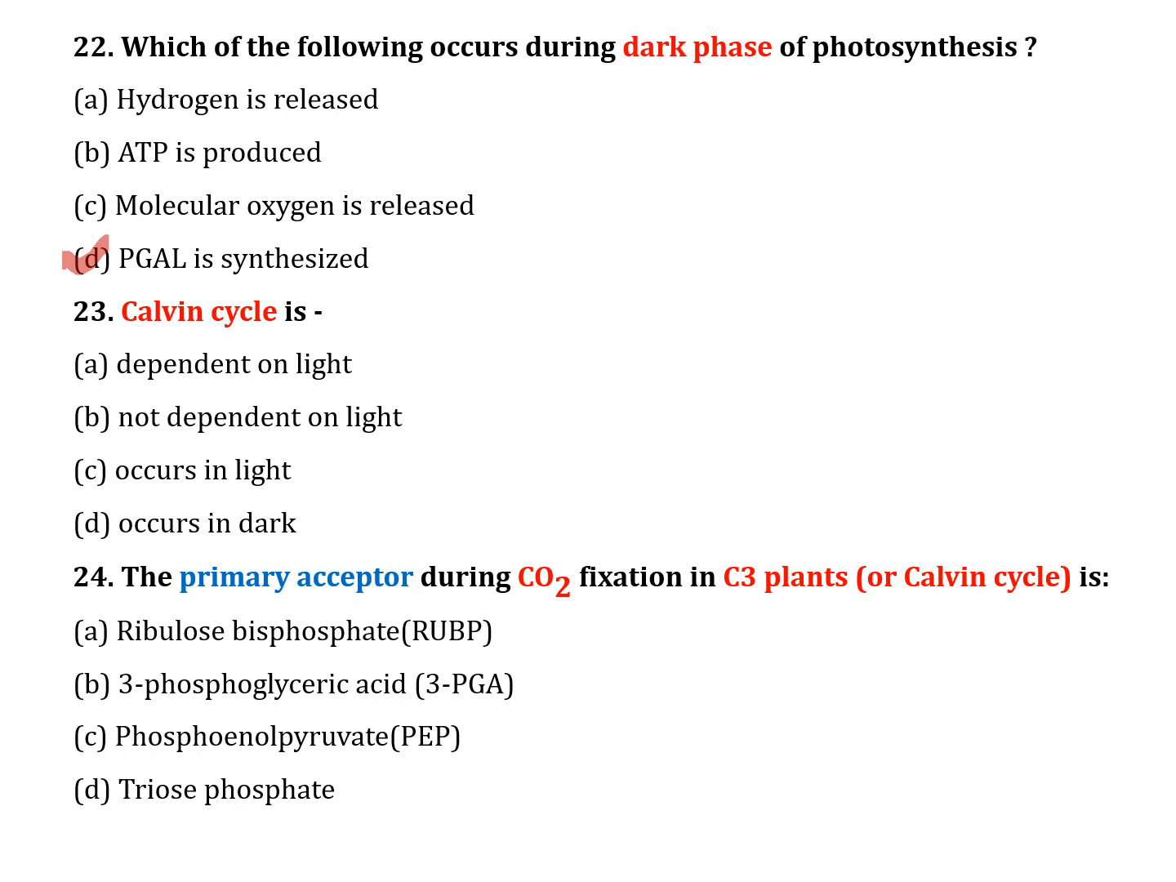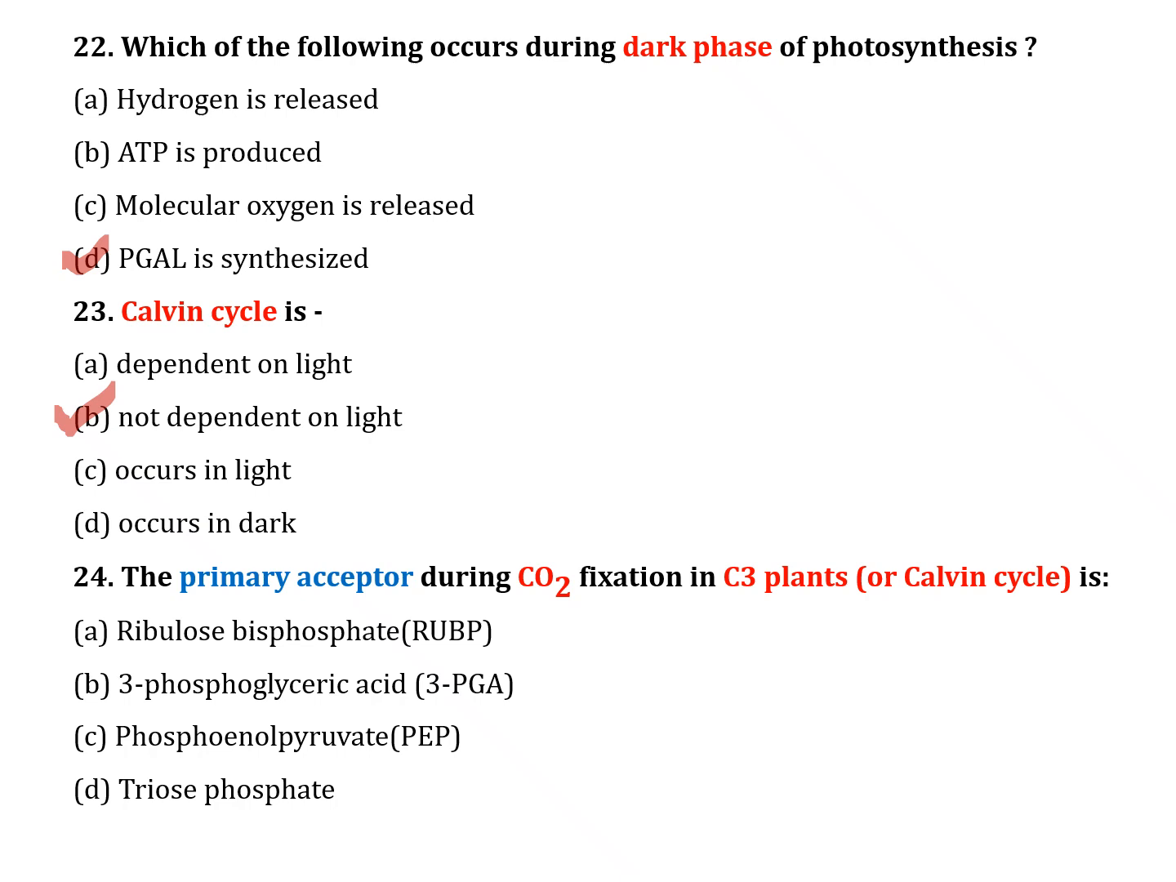The next question, number 23. Calvin cycle is option A, dependent on light. Option B, not dependent on light. Option C, occurs in light. Option D, occurs in dark. The correct answer is option B, not dependent on light.